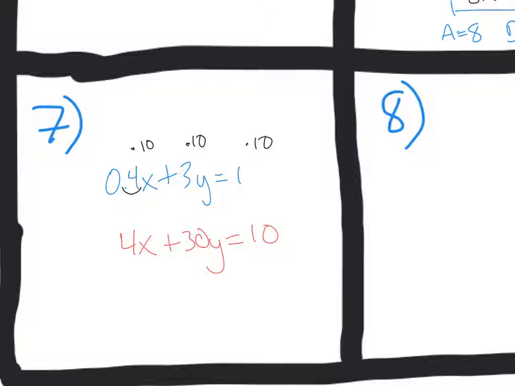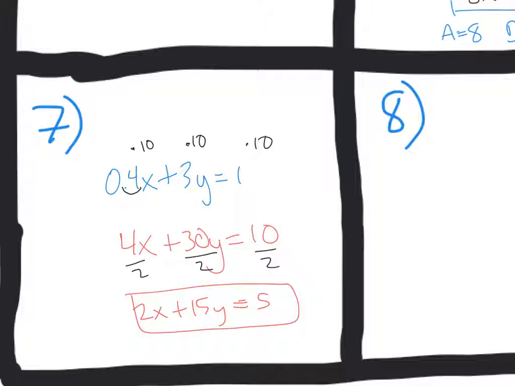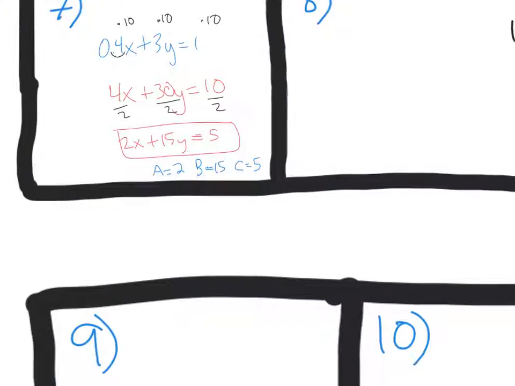A equals 4, y equals... Oh, I'm so sorry. That's not standard form, because we did not simplify. We didn't find the GCF. Here the GCF is 2, so we got to divide everything by 2. And now we get 2x plus 15y equals 5. Much better. A equals 2 here. B equals 15. And C equals 5.